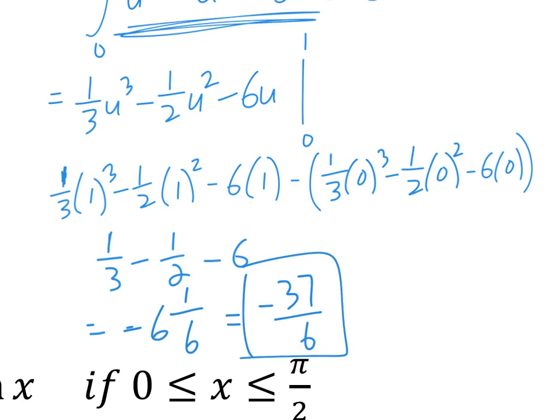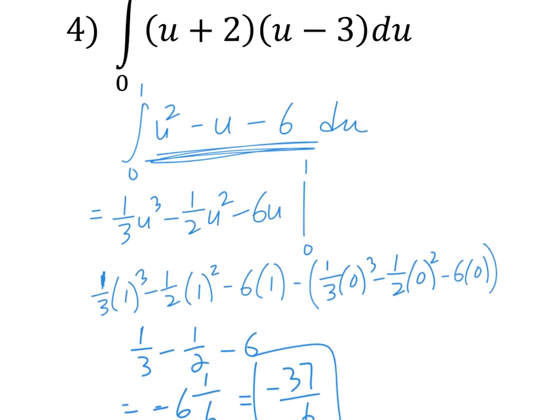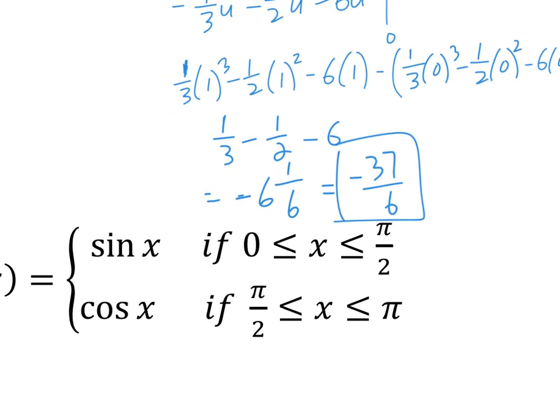Okay. So this is kind of what you do if the whole thing is two polynomials multiplied by each other. You kind of want to simplify that first. All right, let's try this one.